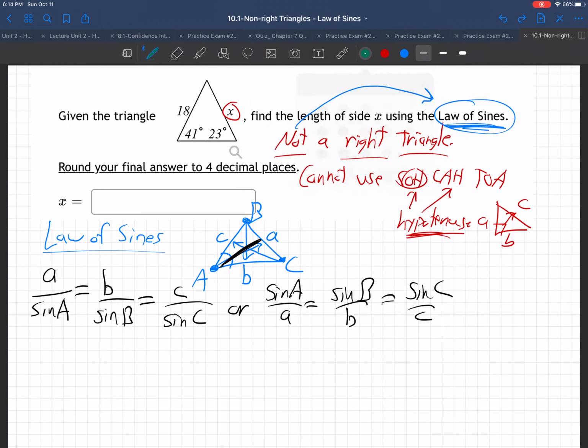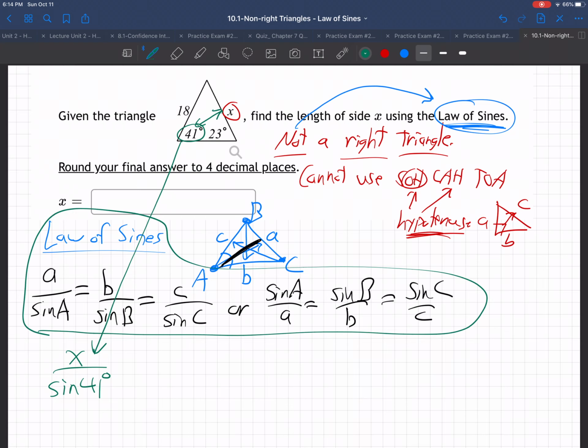Well, that means we can do this problem quite easily, because if we want to find x, we just need to match it up with the angle across from it. That'd be the 41 degrees. So we're going to say x over the sine of 41 degrees, right? You don't have to put A, B, and C on that triangle. It doesn't matter. Just understand that this law of sines is basically saying any side and the angle across from it are going to be equal. So the ratio of a side and the sine of the angle across from it are going to be equal. So those two are going to match up, and then I'm going to match up these two.